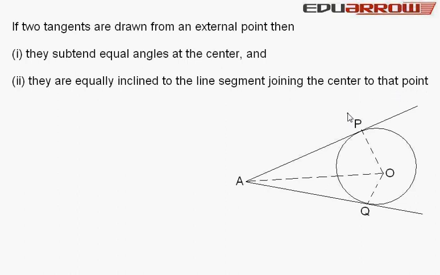Here angle APO is equal to angle AQO because the tangent AM and OQ is the perpendicular on AM. Here OP is the perpendicular on AN. So the angles are equal. So these angles are equal.